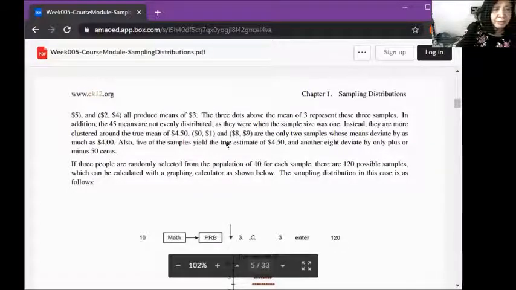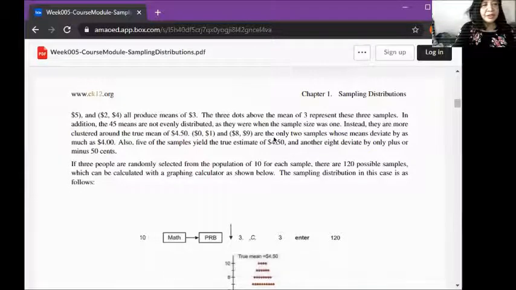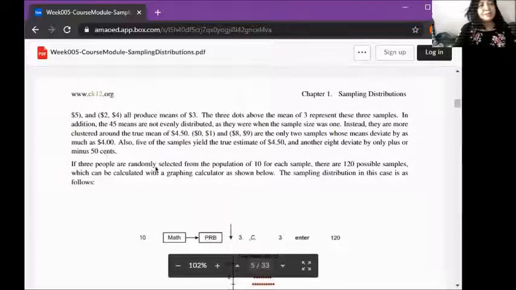0, 1, and 8, 9 are the only two samples whose means deviate by as much as $4. 0, 1 plus 8 plus 9 is 17. Also, 5 of the samples yield estimates of $4.50, and another 8 deviate by only plus or minus 50 cents.